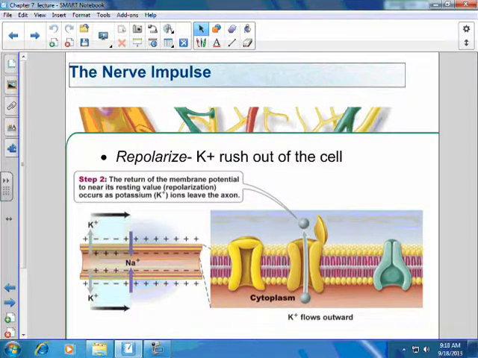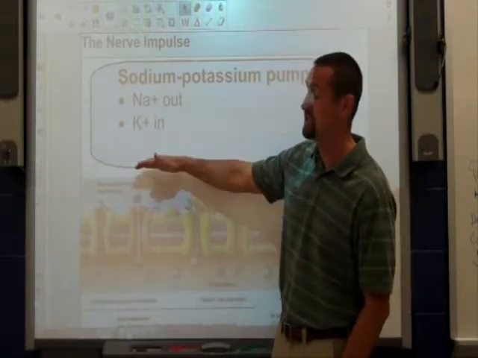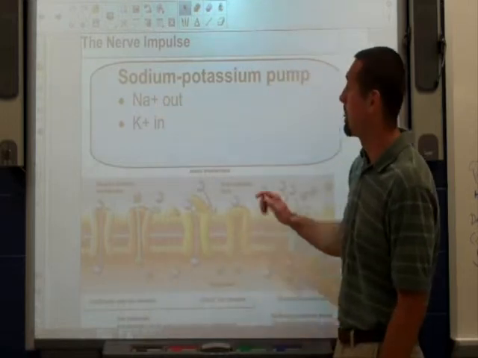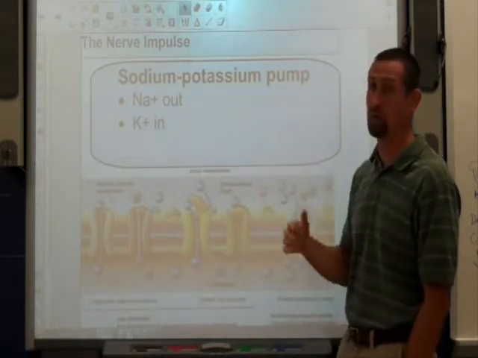Now we might ask, how is it that sodium is rushing in and potassium is rushing out? How does this happen? You might remember the diffusion lessons in chapter 3 and how the sodium-potassium pump would work. Active transport against the concentration gradient. So here we have this large concentration of sodium on the outside. It rushes in. We have this high concentration of potassium on the inside of the cell. It rushes out.